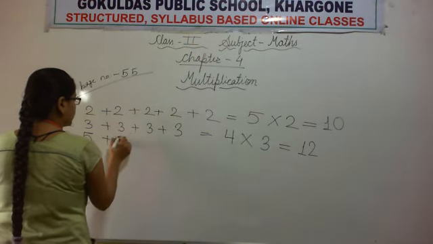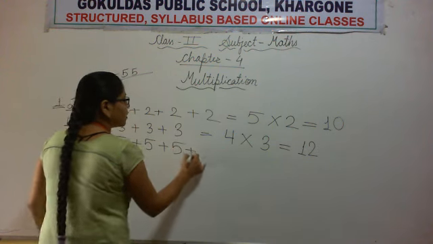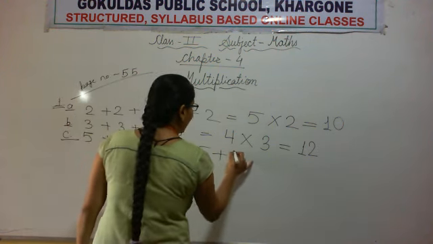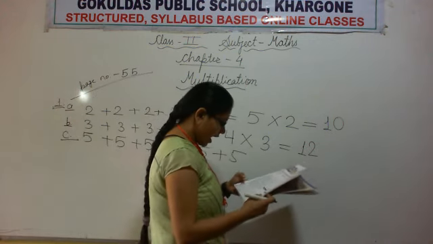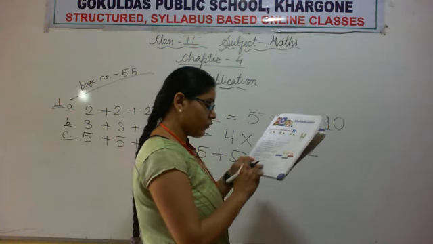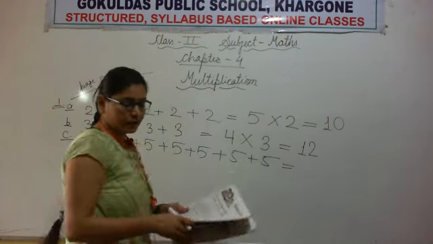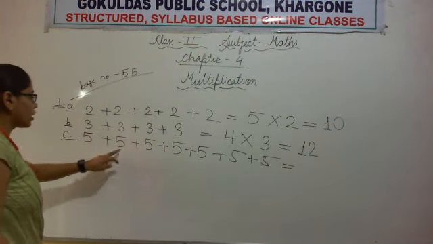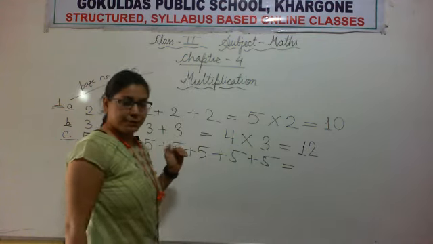5 plus 5 plus 5 plus 5 plus 5 plus 5. 1, 2, 3, 4, 5, 6. And in the book, 1, 2, 3, 4, 5, 6, 7. 7 times 5 is there. So let's count one more time: 1, 2, 3, 4, 5, 6, 7. Yes, so 7 times.